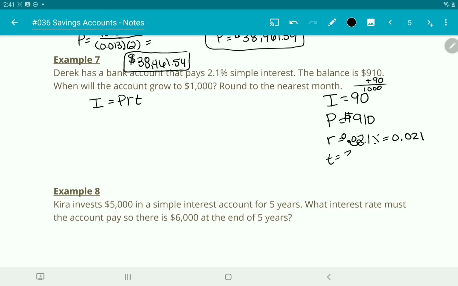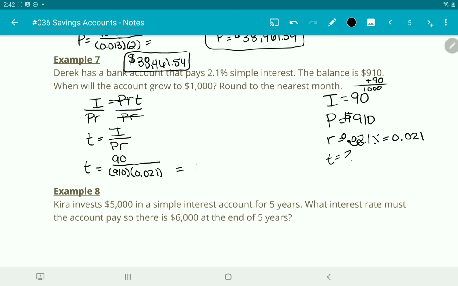can either go ahead and solve for T at the beginning, that's what I'm going to do, or you can go ahead and plug in the numbers. So since we're looking for T, we need to divide by this P and R. Okay, cancel them out on this side. It's going to give us that T is equal to I divided by P times R. So we're looking for this T. I, we've got written here as $90 divided by P, the $910, and then R is the 0.021. Okay, type that into a calculator.